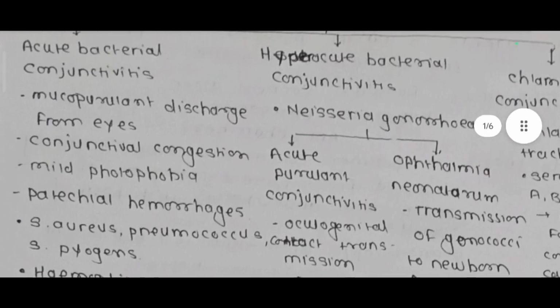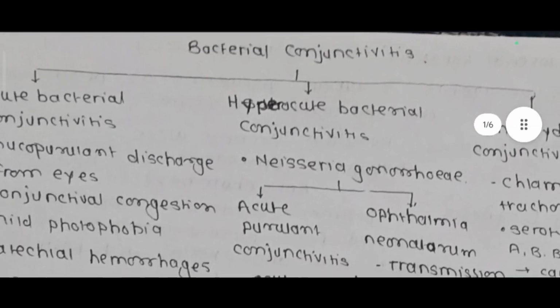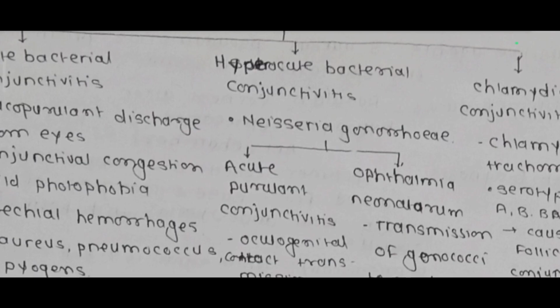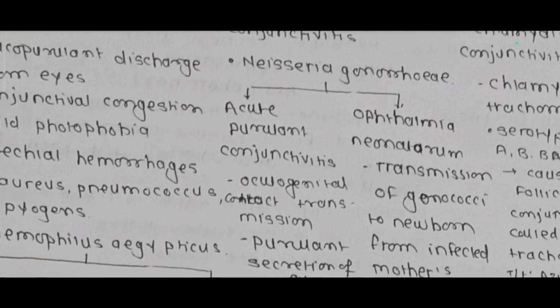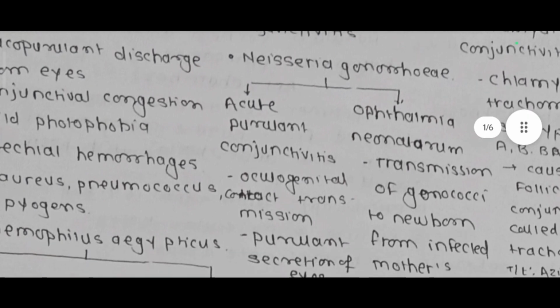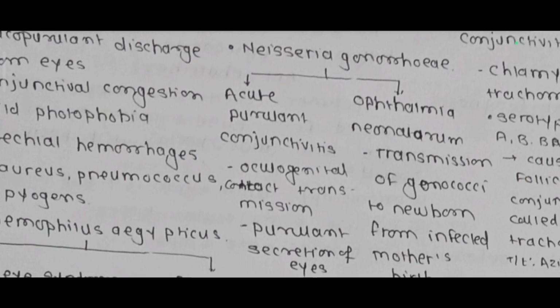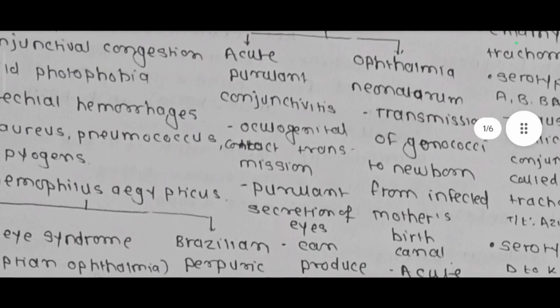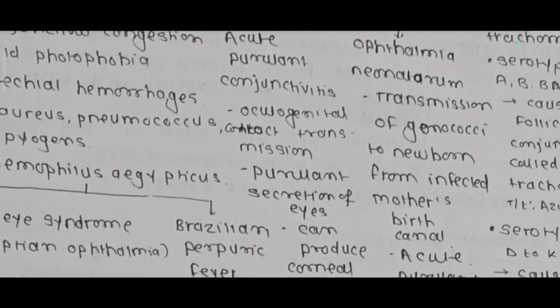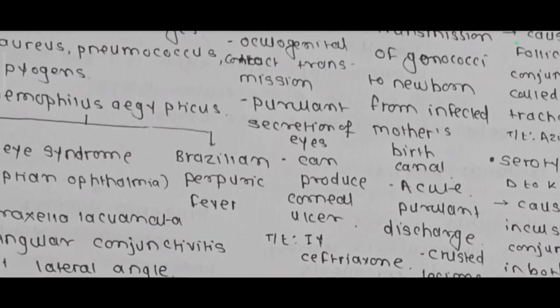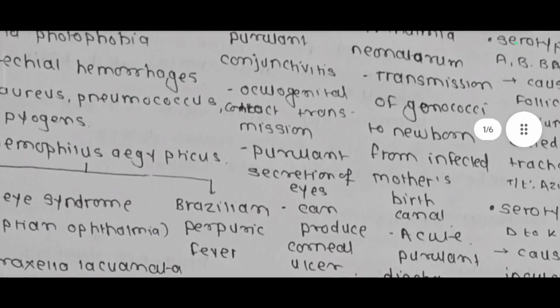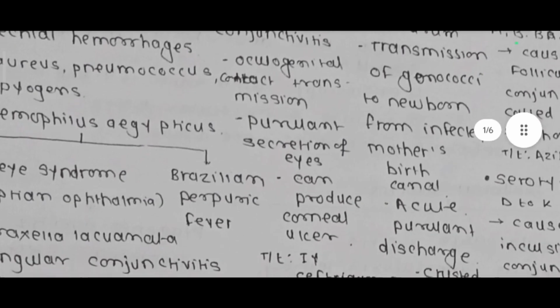After acute bacterial conjunctivitis, we will see hyperacute bacterial conjunctivitis. The causative agent is mostly Neisseria gonorrhoeae, which causes two types of conditions: one is acute purulent conjunctivitis, and second is ophthalmia neonatorum. In acute purulent conjunctivitis, the transmission is due to oculogenital contact. The clinical features are purulent secretion of the eyes, and it can produce corneal ulcer also. The treatment for acute purulent conjunctivitis is IV ceftriaxone.